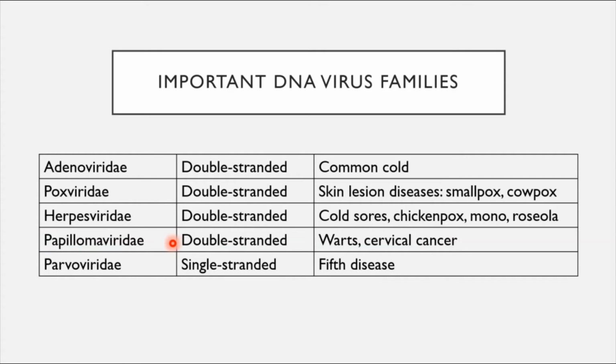Papillomaviridae is a double-stranded virus family that includes diseases associated with causes of cancer, especially cervical cancer, as well as warts. And Parvoviridae is a single-stranded DNA virus that also causes diseases associated with rashes, including Fifth disease. Fifth disease is an infection most often seen in children.